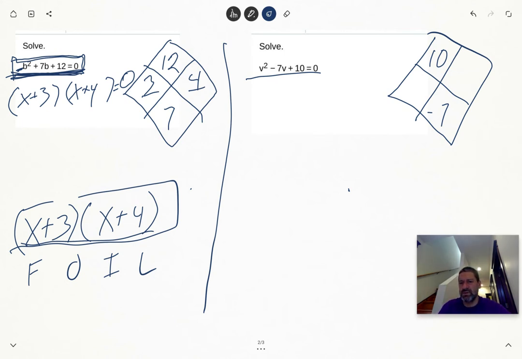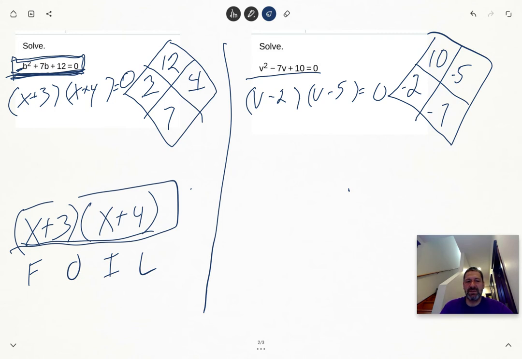So it's not 10 times 1. That's a factor of 10. So let's try 2 and 5. So 2 times 5 is 10. But 2 plus 5 is not negative 7. But if I made both of these negative, then negative 2 times negative 5 is positive 10. And negative 2 plus negative 5 is negative 7. So the factored form of this equation here would be v minus 2 and v minus 5.